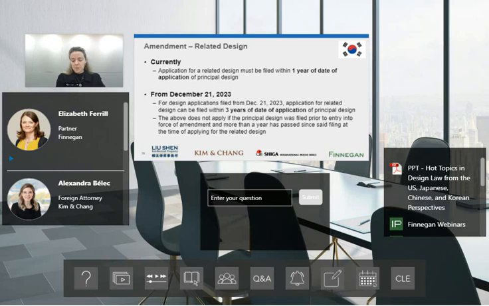So this amendment was brought in because there were some requests by the industries that are relying on design registration to protect their designs, because they felt that the 1 year period was somewhat short to protect modifications to their existing designs. So this is good news for the concerned industries.